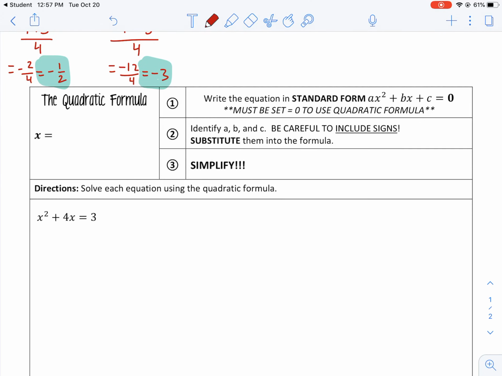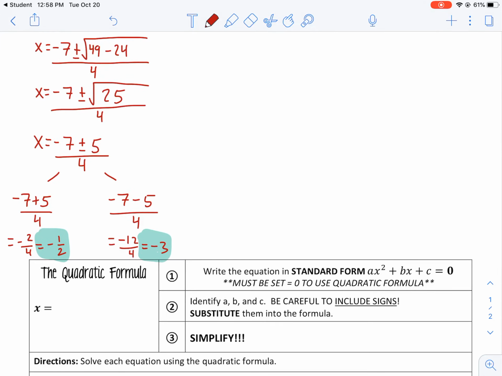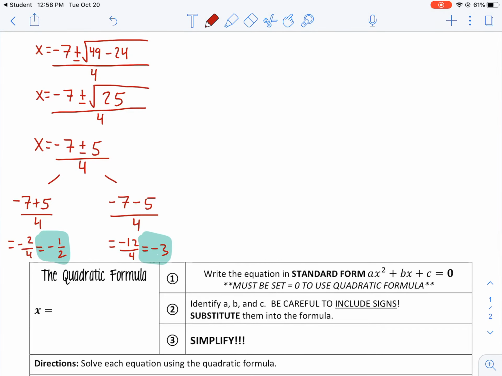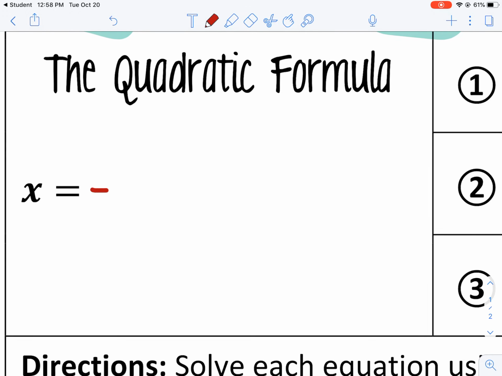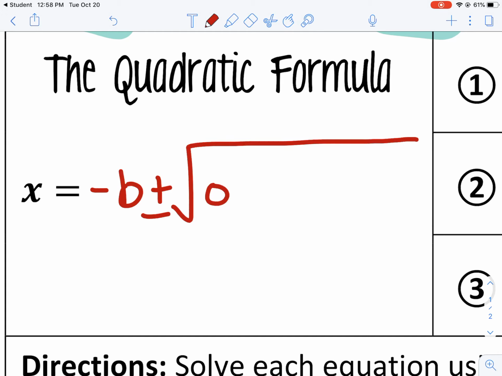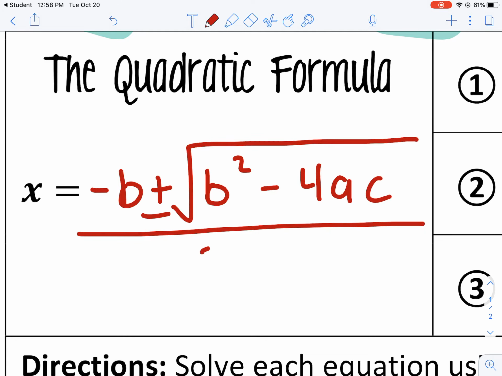So the quadratic formula is a way to get the answer to a quadratic no matter what. It's the most foolproof form. So the quadratic formula is this: x equals -b plus or minus the square root of b squared minus 4ac, all over 2a.